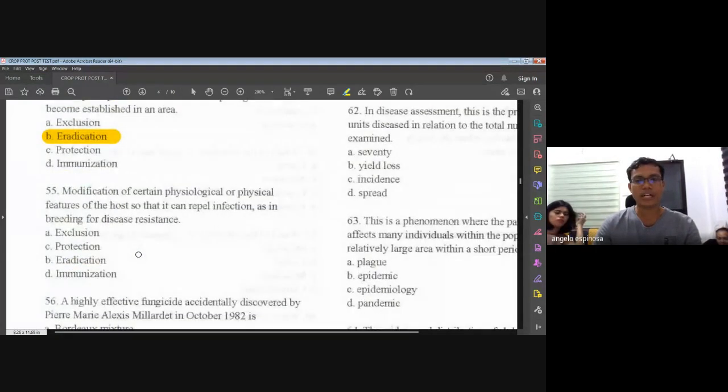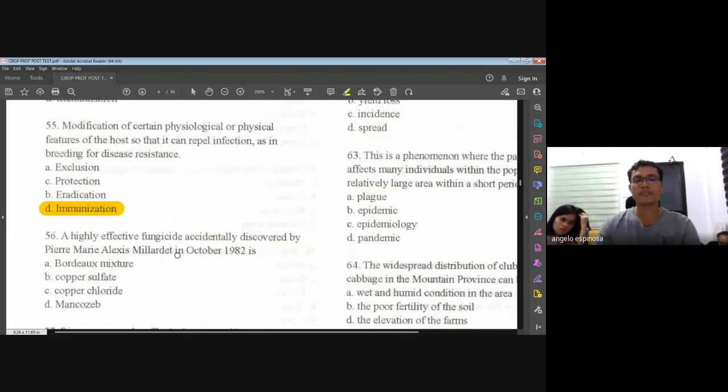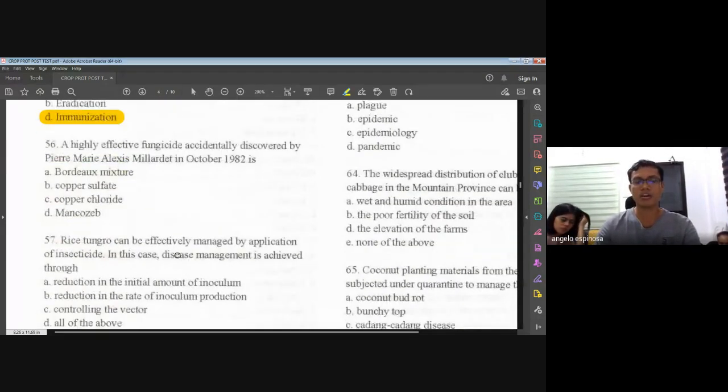Next, number 55, modification of certain physiological or physical features of the host so that it can repel infection, as in breeding for disease resistance. The correct answer is letter D, immunization. Ito yung ginagawa natin, di ba? Before we breed, we should know if the plants for breeding, ready for breeding, is immunized, not being immunized, or ready for the genetic transfer.